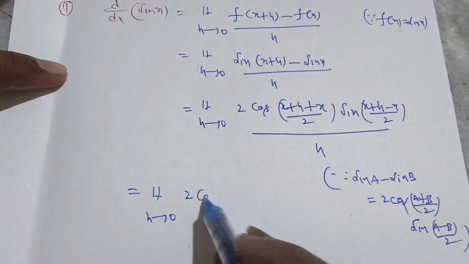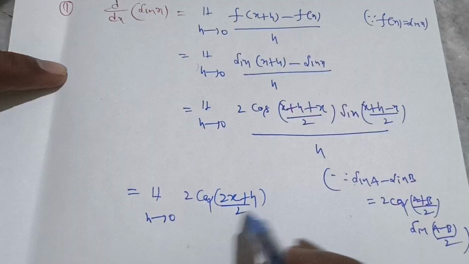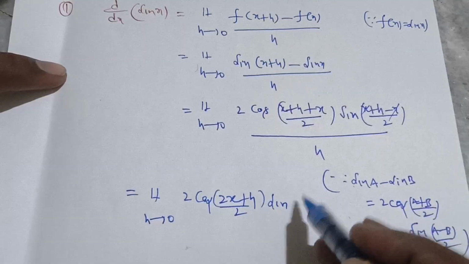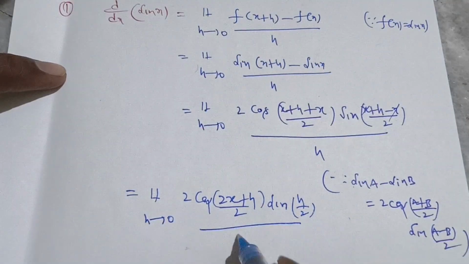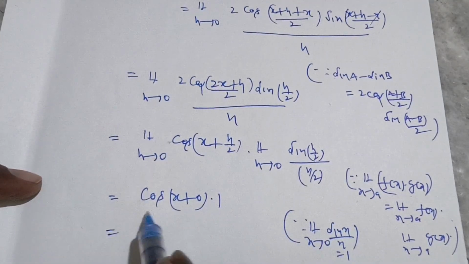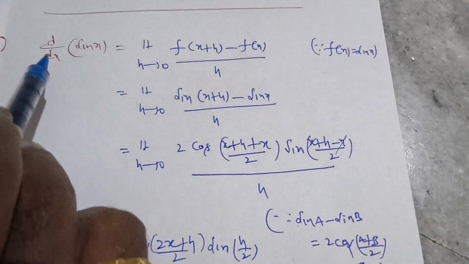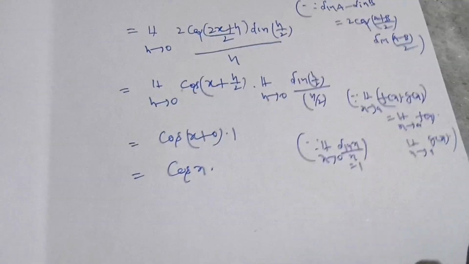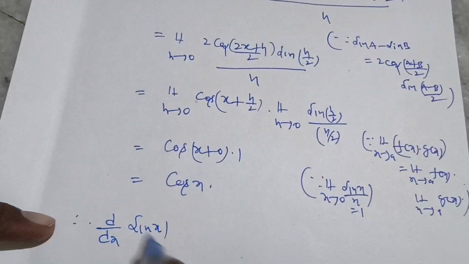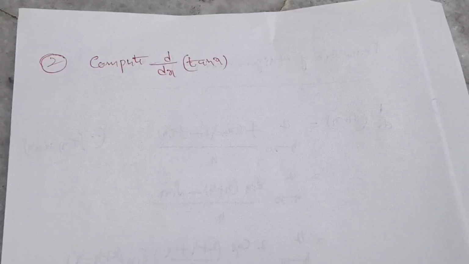To find the derivative of sin x, we have limit h tends to 0 of cos of 2x plus h by 2 into sin of h by 2, whole by h by 2. Now we apply h as 0, then we have cos x into 1. So the derivative of sin x gives cos x. Therefore, the derivative of sin x is equal to cos x. So this is the proof. The derivative of sin x is cos x.